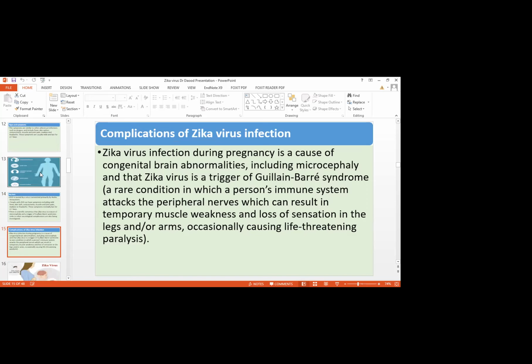A little bit about the complication of infection. Zika virus during pregnancy is a cause of congenital brain abnormalities, including microcephaly, and the Zika virus is a trigger of Guillain-Barré syndrome. What is Guillain-Barré syndrome? It's a rare condition in which a person's immune system attacks the peripheral nerves, which can result in temporary muscle weakness and loss of sensation in the legs and or arms, occasionally causing life-threatening paralysis.